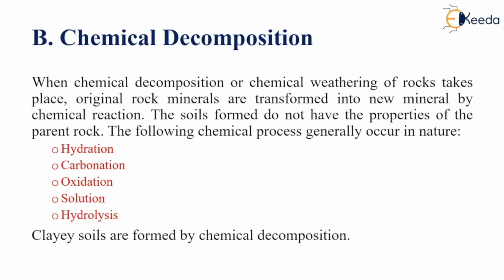Coming to the next method, that is chemical decomposition. When chemical decomposition or chemical weathering of rocks takes place, original rock minerals are transformed into new minerals by chemical reaction. The soils formed do not have any properties of the parent rock because they got transformed into new minerals. This chemical decomposition generally occurs in nature by processes like hydration, carbonation, oxidation, solution, hydrolysis, etc. The best example of chemical decomposition is clay soils.